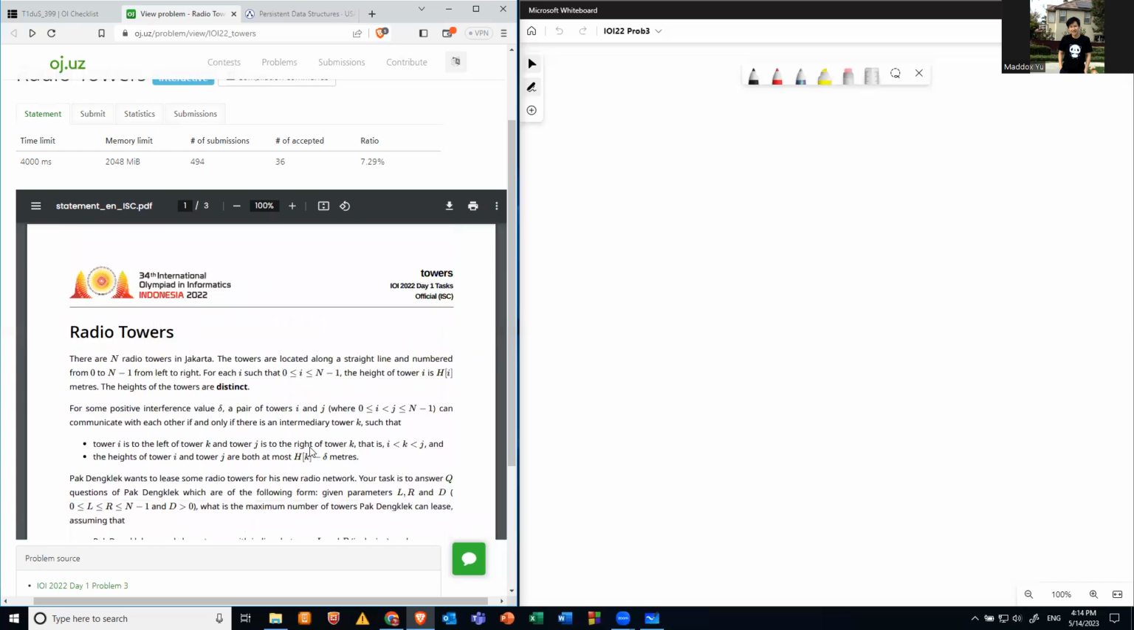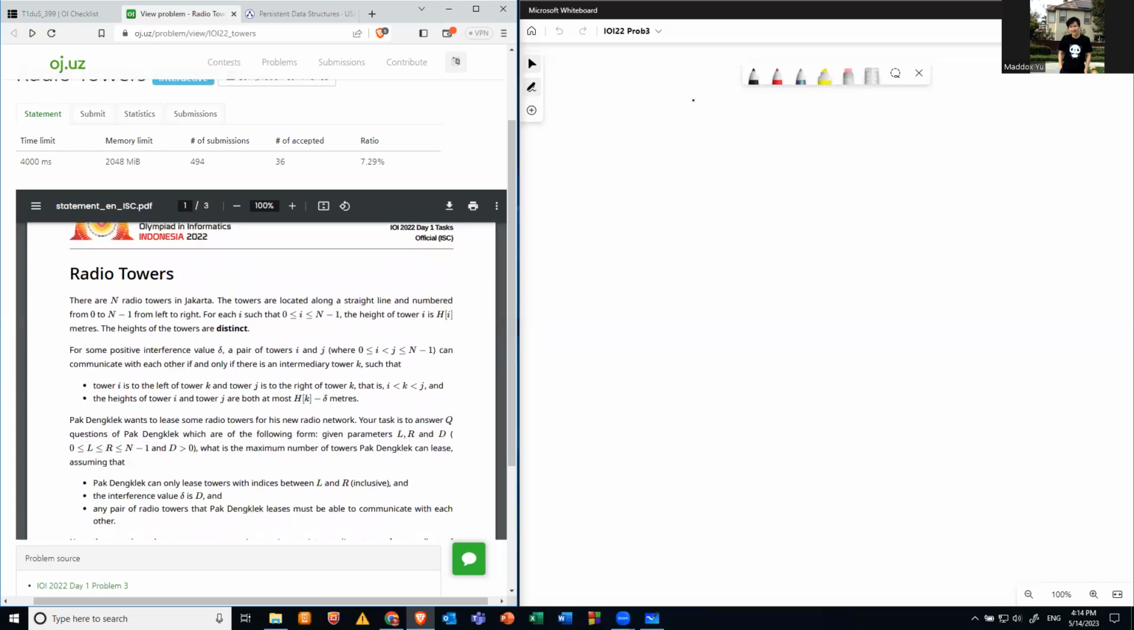So how do I look at this problem? If I have a tower like this, let's say I have a delta, right? On the left-hand side, let's find the first tower, and let's say this is tower I. On the left-hand side, its height is bigger than or equal to the height of I plus delta. So this is my left of I. In the same way, I have my right of I. The height of right of I is also more than this.